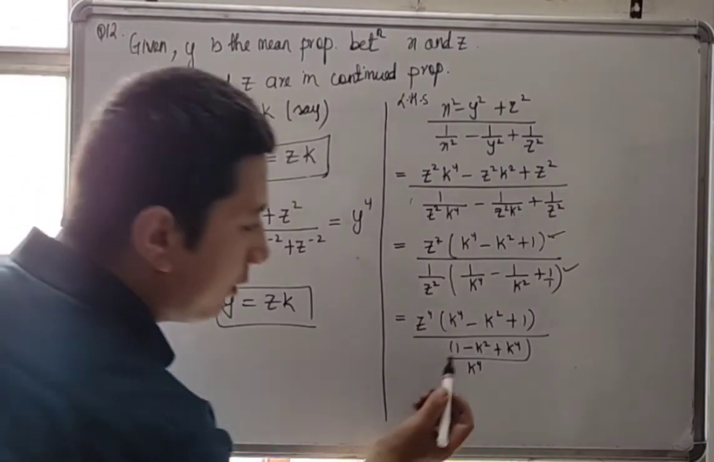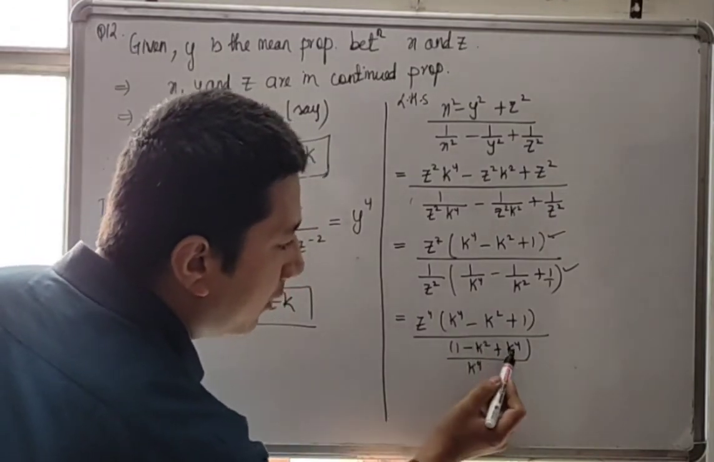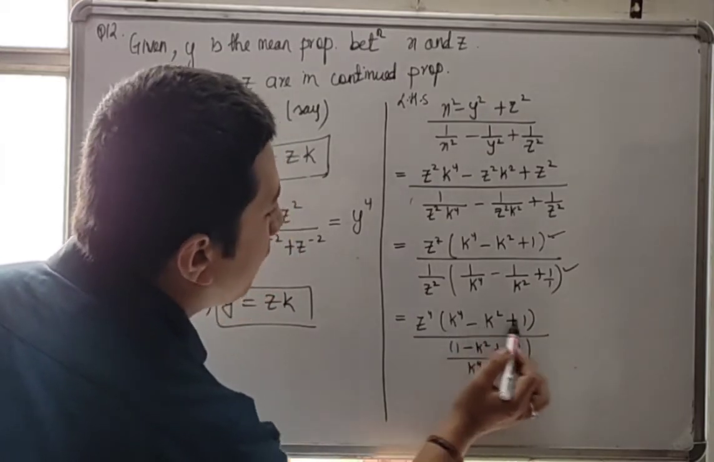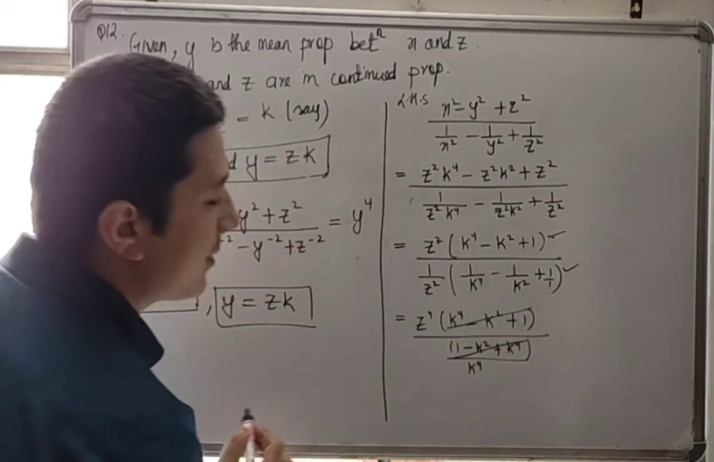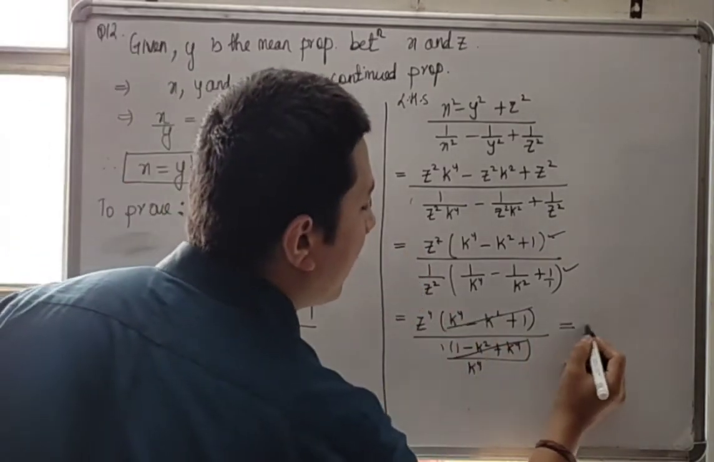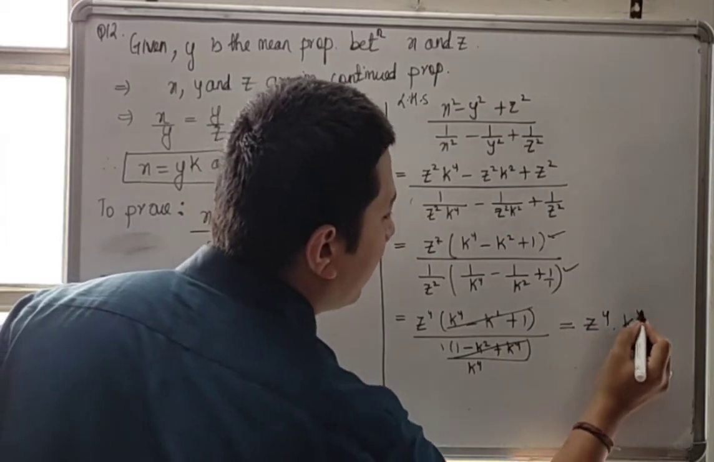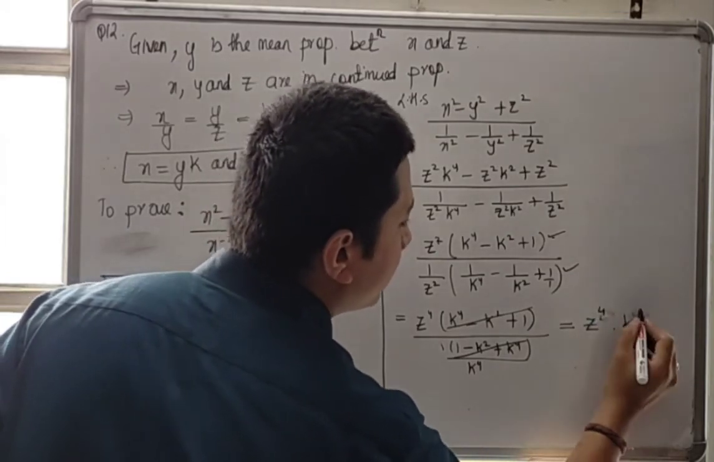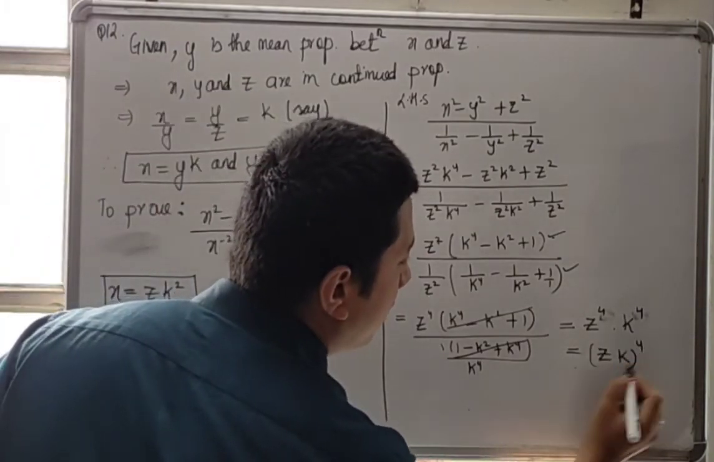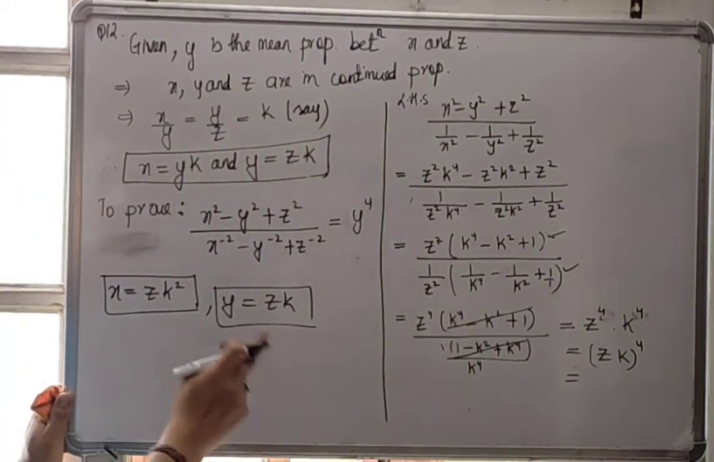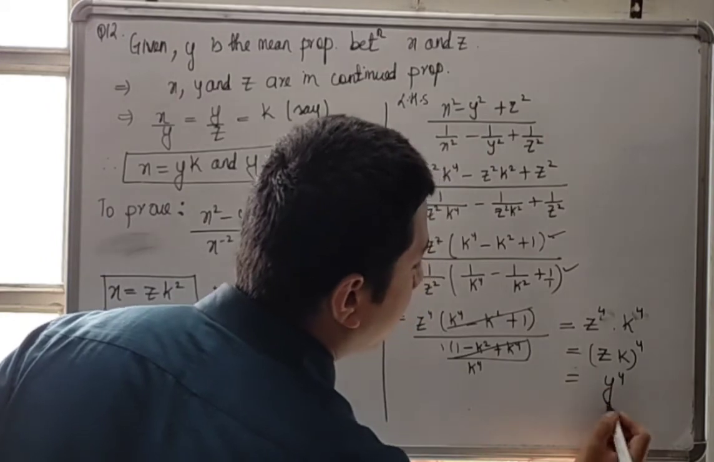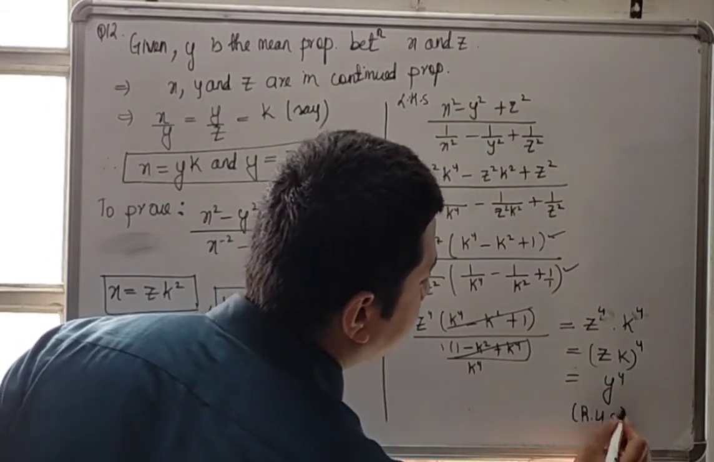Okay, the LCM. Now if you see properly, these two are similar: k⁴ minus k² plus 1, k⁴ minus k² plus 1. So this expression and this get cancelled out. And what happens to 1 by k⁴? It goes up in the numerator. And I will be getting z⁴ into k⁴. So all in all, this is (zk)⁴. And what is zk? zk is nothing but y. So hence this is y⁴, which is my right hand side.